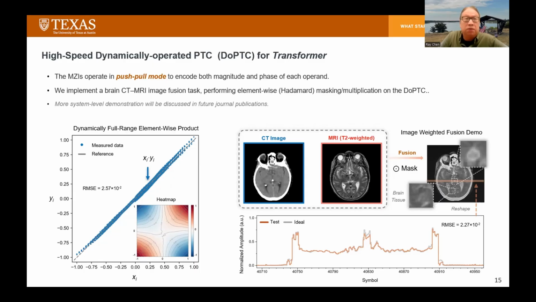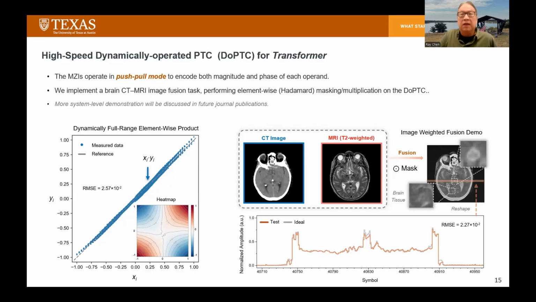On the left plot, you can see the measured xi times yi closely following the ideal reference over the entire sign range. To move beyond a toy test, we run a small image processing demo, CT-MRI fusion. The CT emphasizes bone and calcifications, but MRI highlights soft tissue and lesions. So fusing them is an example of complementary information.